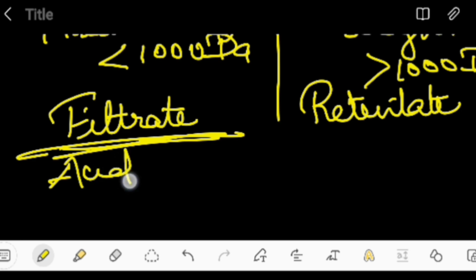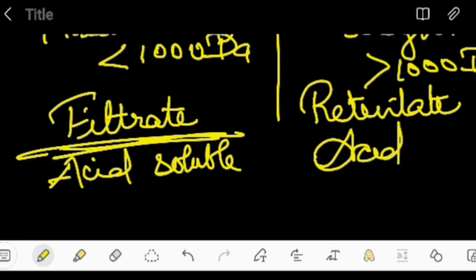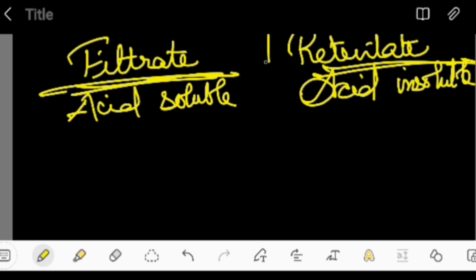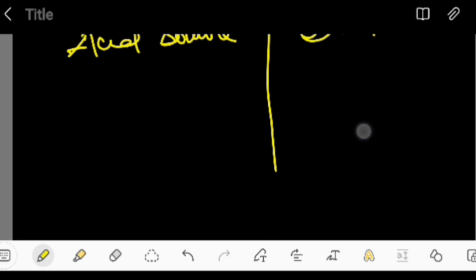This is acid soluble and this is acid insoluble. Of course, that's why we are learning all these, isn't it? Acid soluble and acid insoluble. So retentate means acid insoluble. Now what are the examples? Just think. I'll give you two or three examples and you just think whether it will be micro or macro.